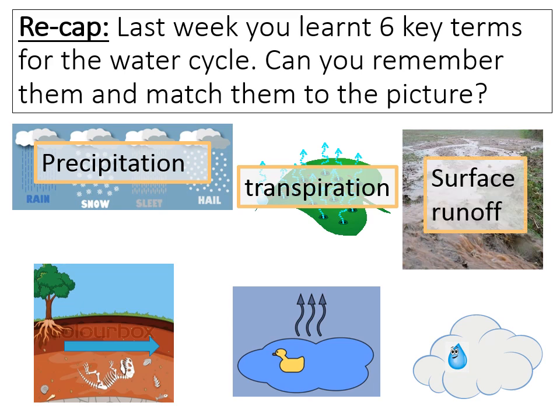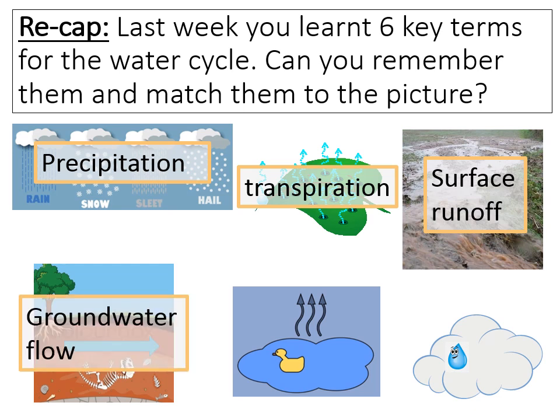Third one we've got here is surface runoff. That's when we've got heavy rainfall or heavy precipitation onto land and all that water then runs off the surface back into rivers, lakes and the ocean. Number 3 here, we have got groundwater flow. That's when water runs under the surface and makes its way back into the ocean or rivers and lakes as well.